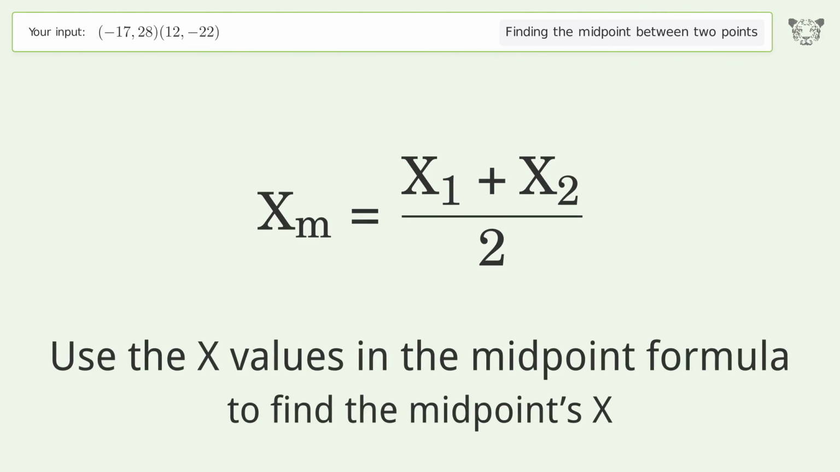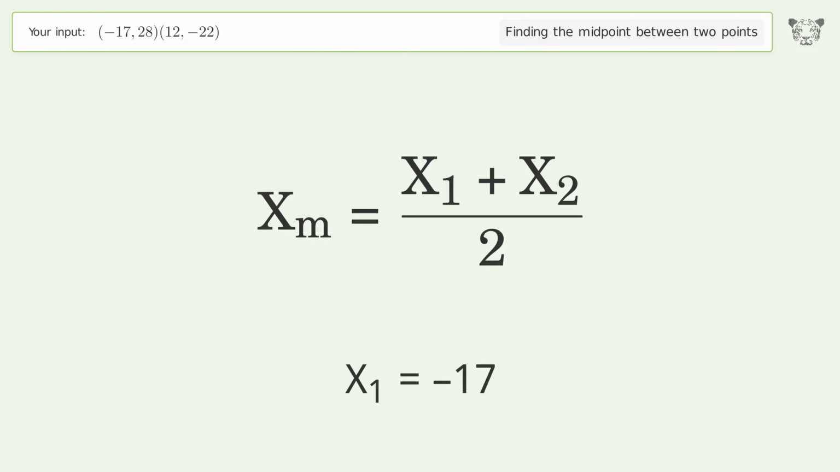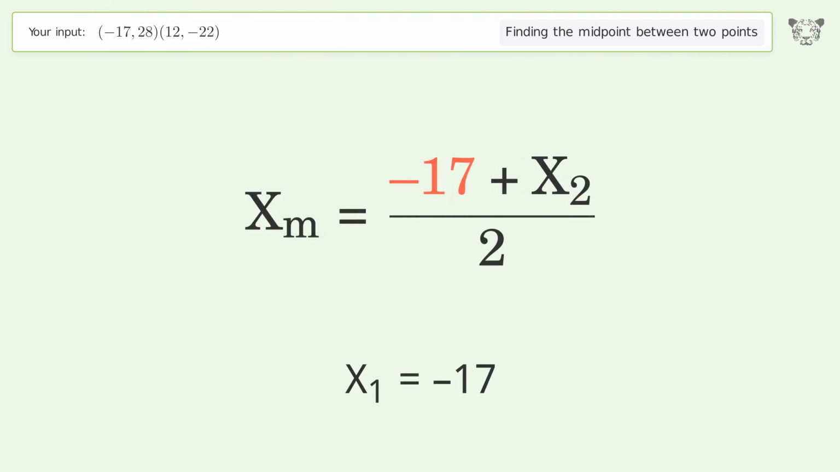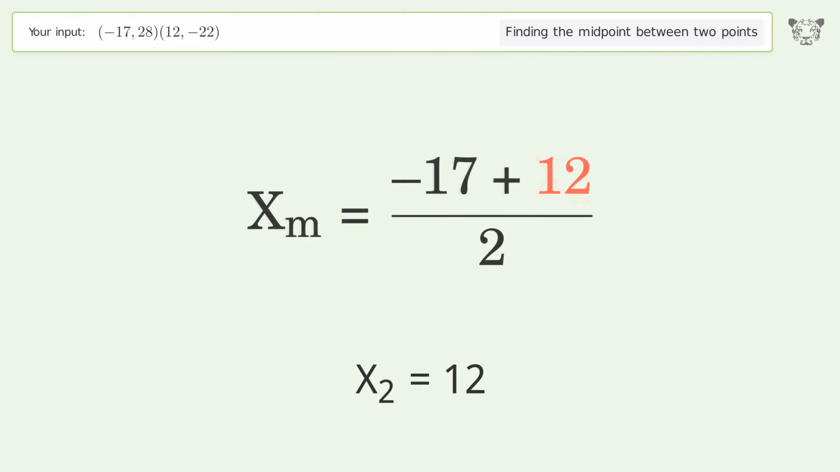Use the x values in the midpoint formula to find the midpoints x. x1 equals -17. x2 equals 12. Simplify the arithmetic.